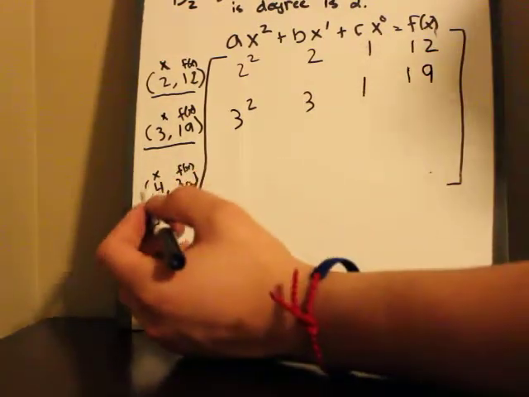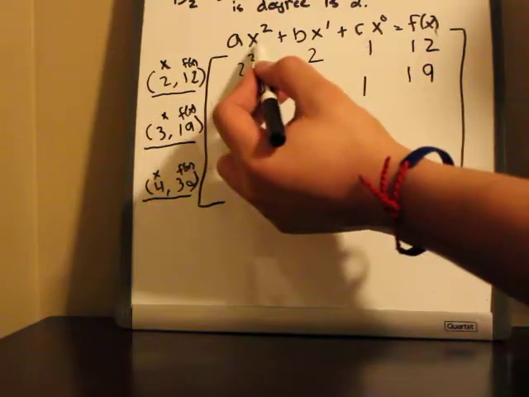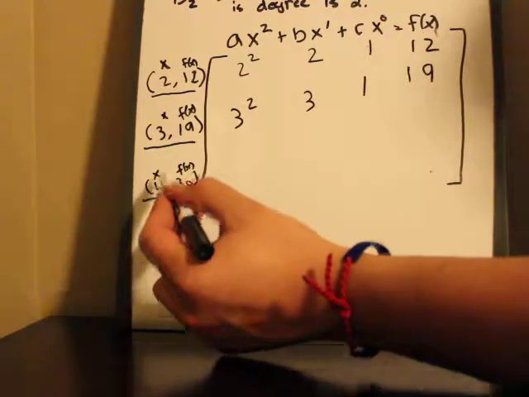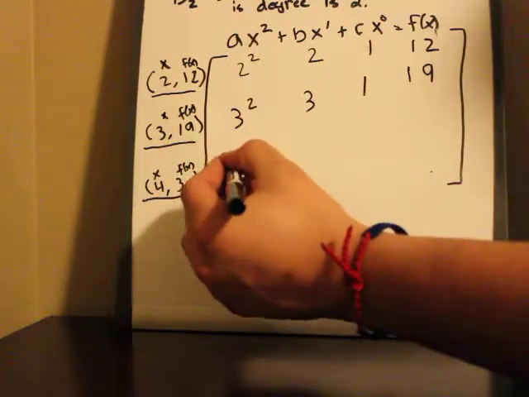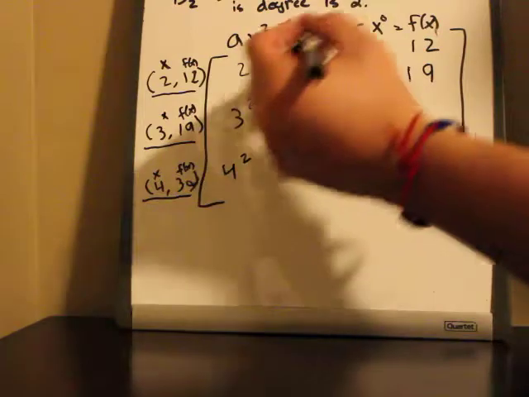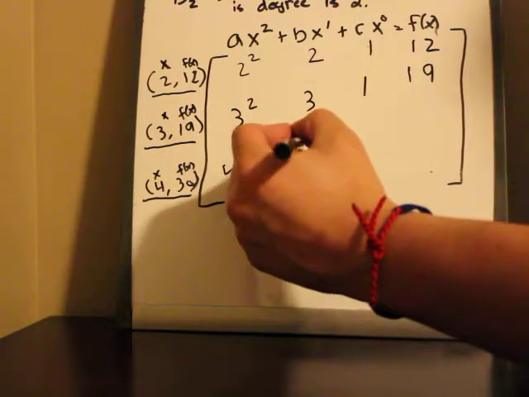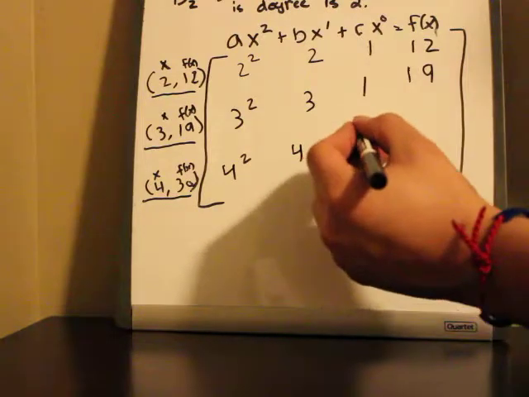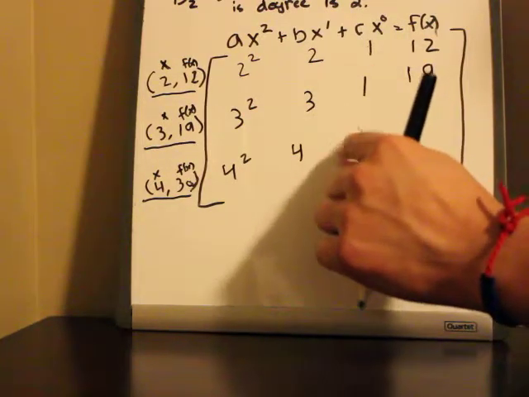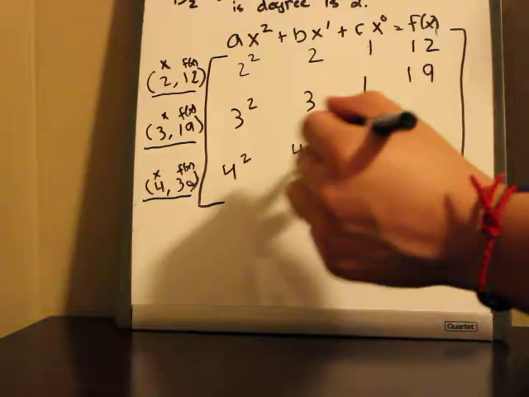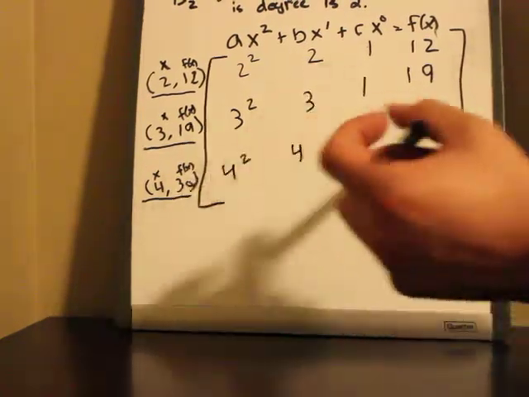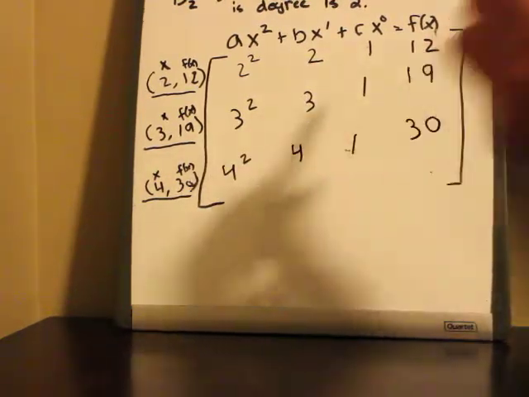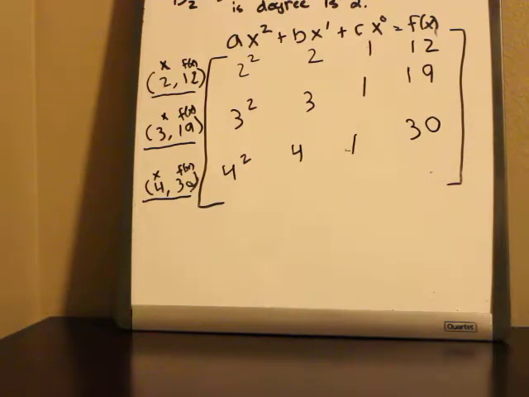Okay, now let's go down to the next point. We plug in 4 for my input. My x value is 4, so I plug in 4 in for here, so we get 4 squared. I plug in 4 in for here, I just get 4. And I plug in 4 in for here, which is going to be 4 raised to the 0. But 4 raised to the 0 is just 1. So we get 1 here. And now my output is 30. So this is how you would perfectly set up a matrix on your paper to show your work.